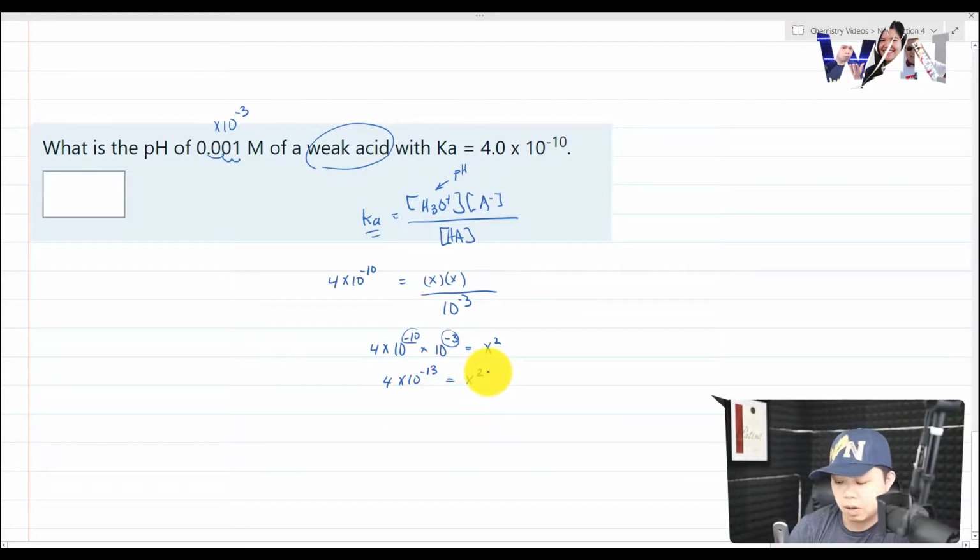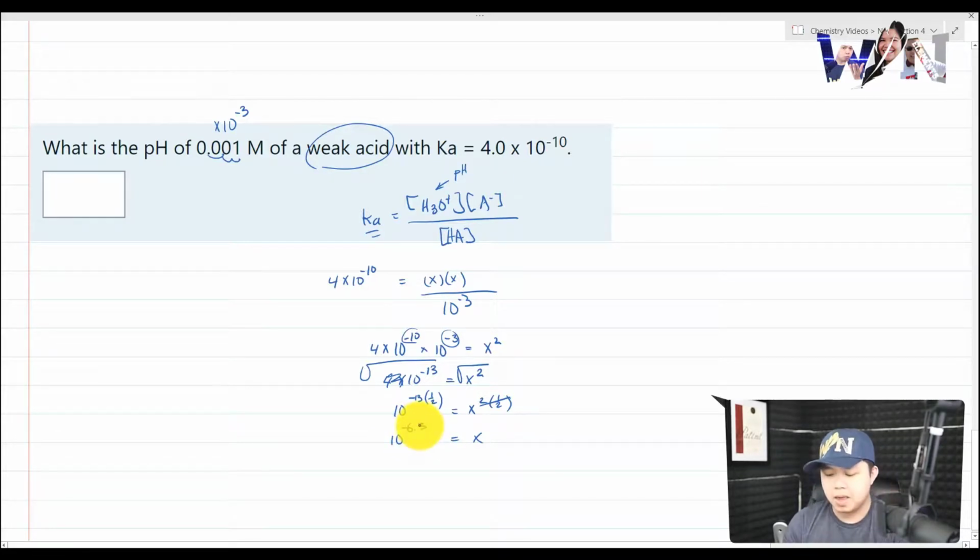So what can we do? Well, to do this, we have to take the square root of both sides. Again, we can ignore the 4. So what we have here is 10 to the negative 13 times 1/2. The same thing over here, 2 times 1/2, cancel out, right? So x, what's 13 divided by 2? That's 6.5. So in this case, we have 10 to the negative 6.5. There you go. And this is the concentration of H3O plus, or the concentration of the conjugate base.